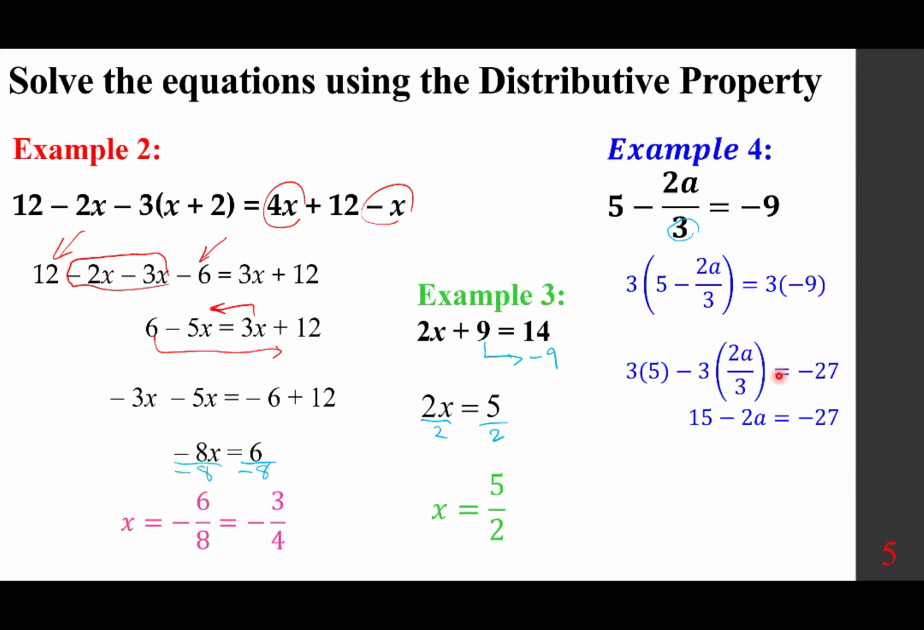So basically, I would say 3 times 5 is 15. 3 cancels out the 3 in minus 2a over 3. And this is minus 27. I'm going to move the 15. Becomes negative on the other side. With negative 27, they add up to negative 42. We divide by negative 2.